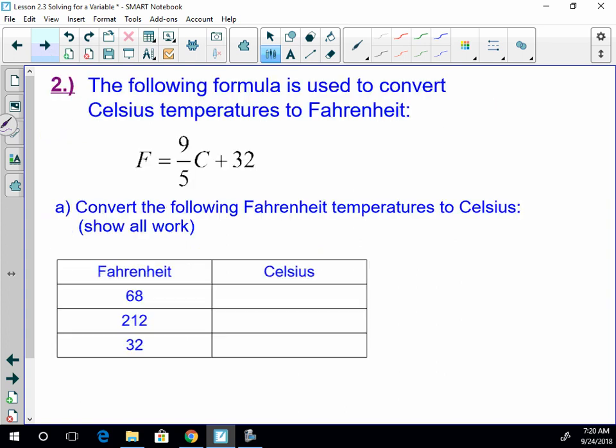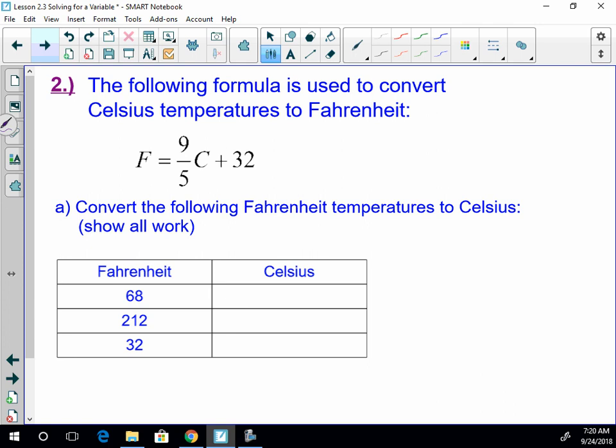All right, so let's dive into some examples. We'll get back to that one. So this is a formula that's used to convert Celsius temperatures to Fahrenheit. We get F is equal to 9/5 Celsius plus 32.